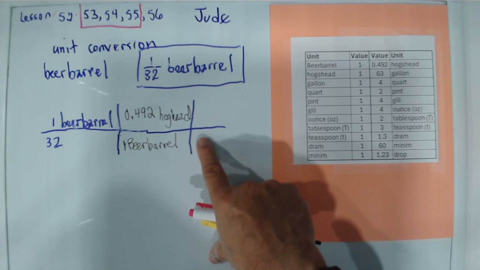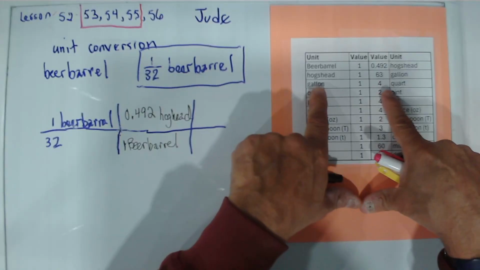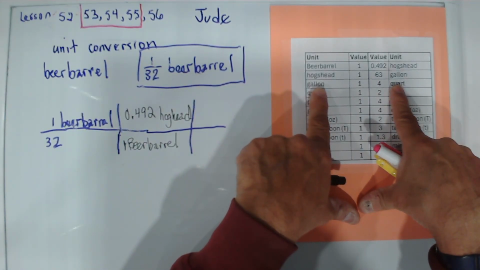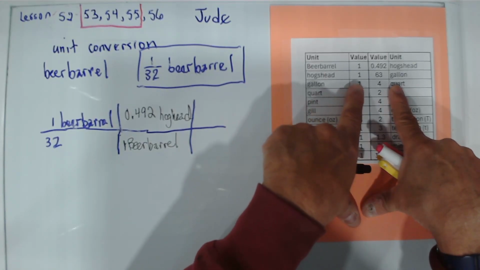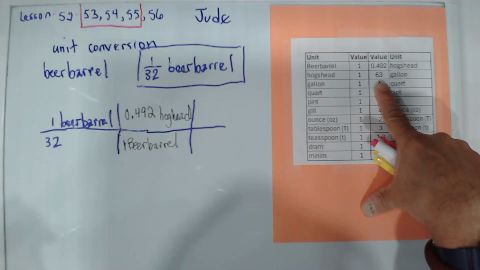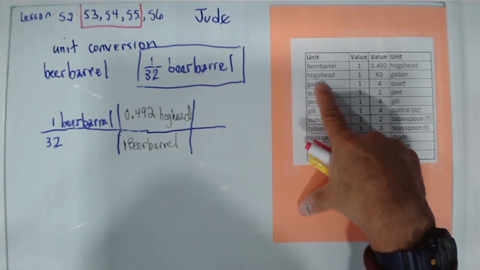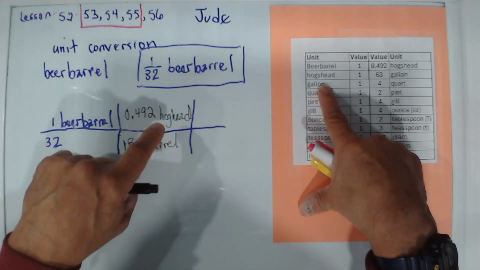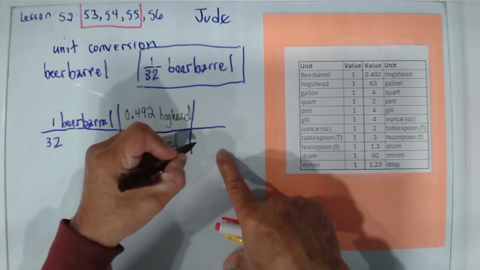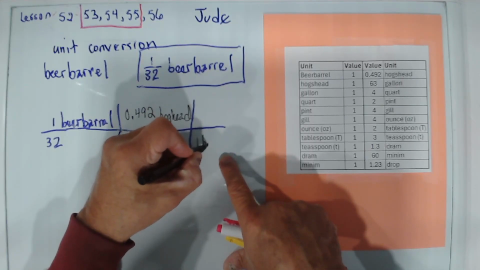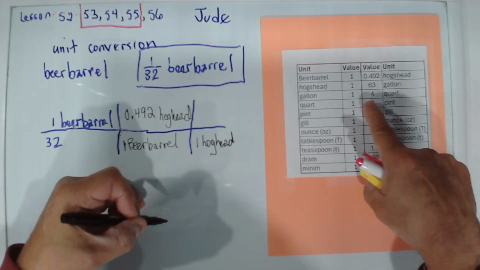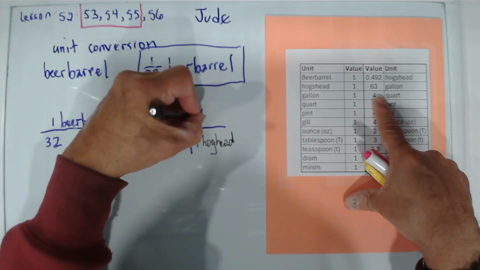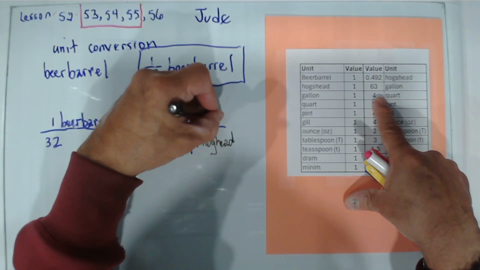Okay, so now we have hogshead. Here's hogshead here. Let's see, we want to convert it over to gallons. And as you can see, 1 hogshead is 63 gallons. So where are we going to put hogshead? Well, we got to put hogshead where we can cancel it out. Hogshead is on top. We want to put hogshead on the bottom, one hogshead. And that is 63 gallons. Wow.